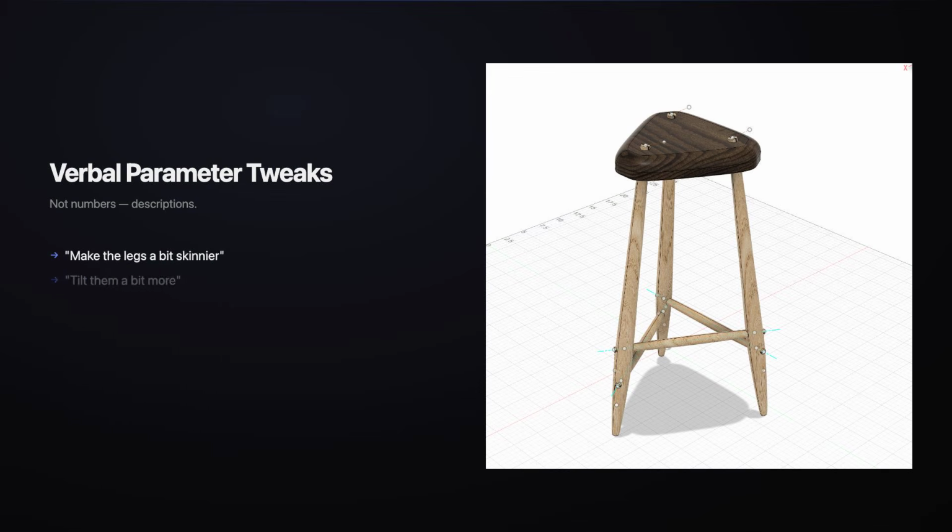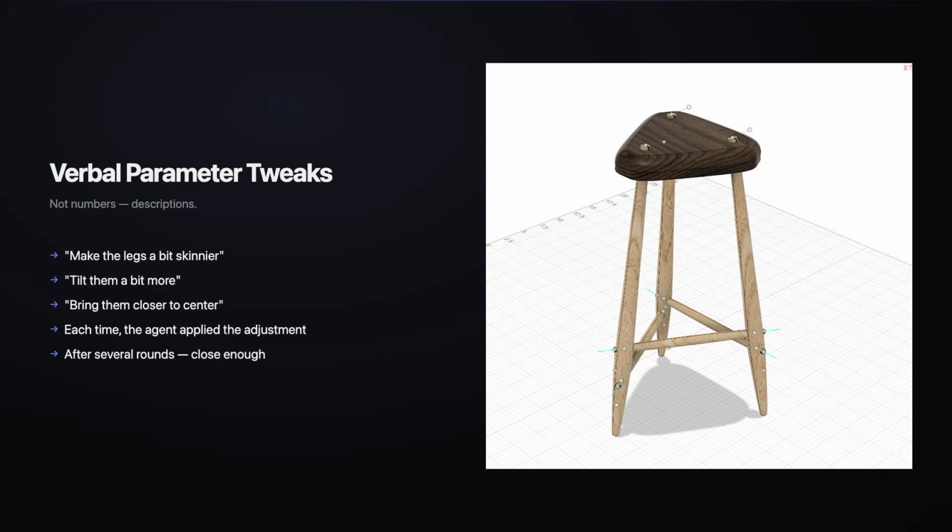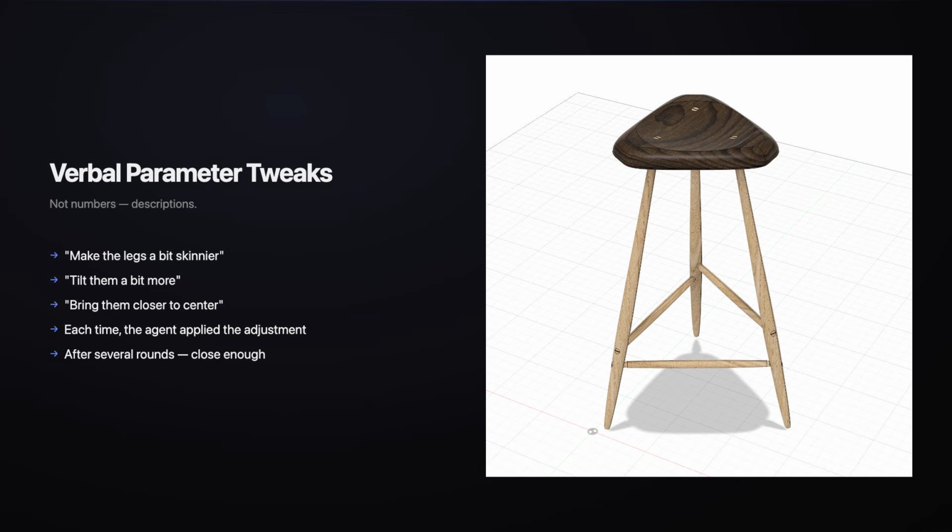Once the leg shape was right, I switched to verbal adjustments. Make the legs a bit skinnier, tilt them a bit more, bring them closer to center. The agent understood these relative instructions and applied them each time. After several rounds, the shape was close enough. I found that for organic shapes like this, it is a lot easier to use a combination of manual adjustment and verbal input, rather than defining parameters and changing numbers.